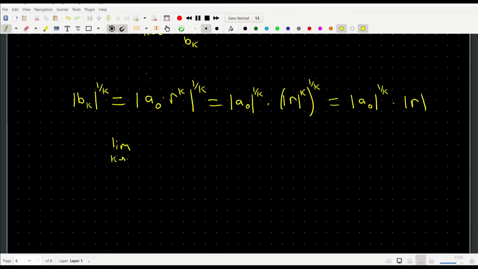If we look at the limit of this as k goes to infinity, this is going to be the absolute value of r times the limit as k goes to infinity of a naught to the 1 over k. And this limit is an exponential indeterminate form. It's going to be a constant to the infinity. You can use L'Hopital's rule to go through and show that this is always, for any value of a naught, going to be equal to 1.